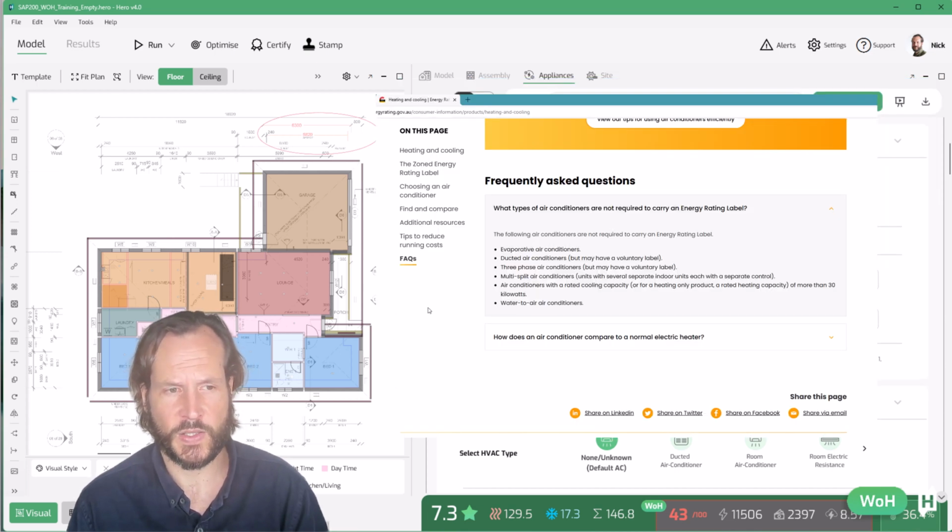Though there are many exceptions to that energy rating requirement you should be aware of, e.g. ducted systems, three-phase AC systems, and multi-head splits. It's voluntary to have an energy rating. So you may find it difficult, particularly initially, getting some of these energy ratings for specified systems.